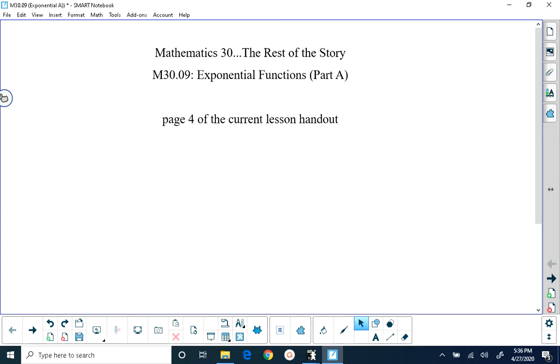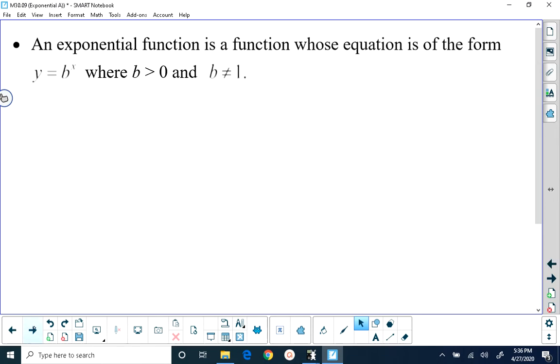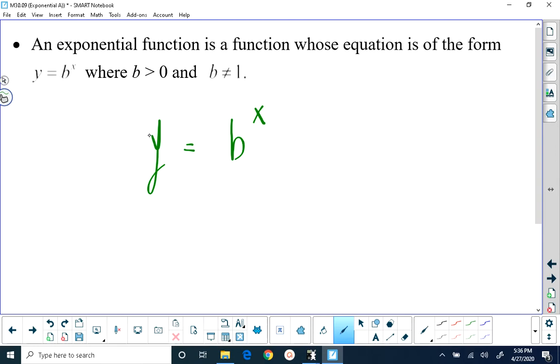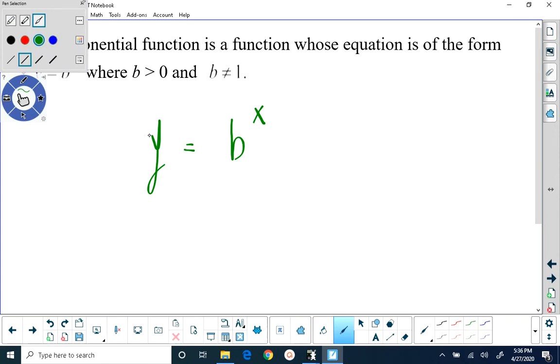This lesson is on page 4 of your current lesson handout. We're going to start off with a definition of exponential functions. Exponential functions are functions that can be written in the form y is equal to some base raised to the power of x. And that base is a number. But we have restrictions on the number. If you take a look at what it says there, it says that the base has to be greater than 0.